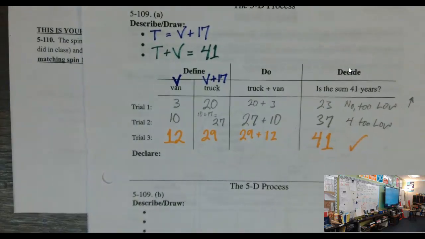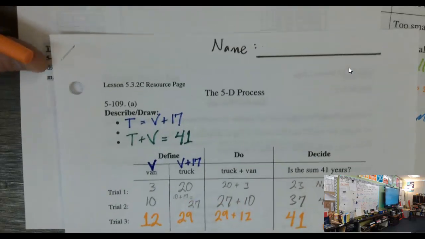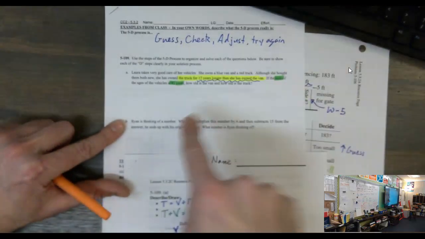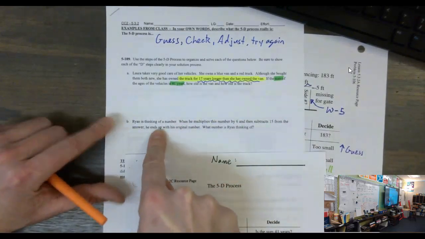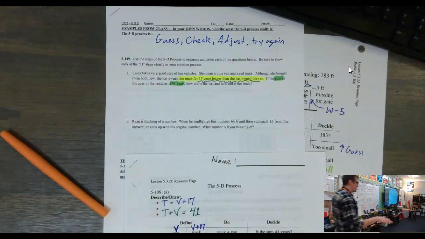Take a moment to quietly read B on your own. So back on this paper, we're kind of going back and forth between papers, right? Read B about Ryan, just quietly on your own, then we'll talk together.